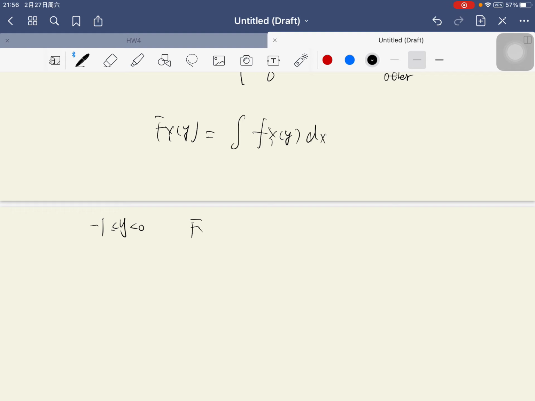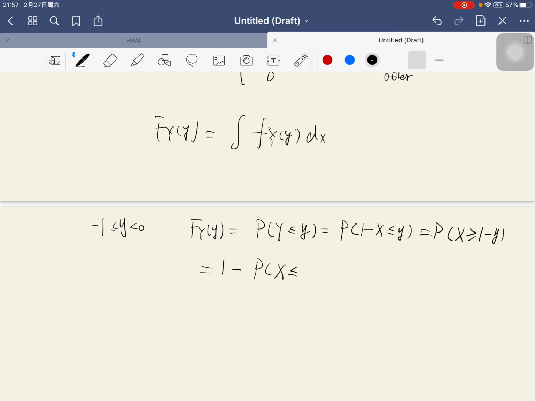The distribution function of y is equal to the probability of big Y smaller or equal to small y, and it is equal to the probability of minus x plus 1 smaller or equal to small y, and it is equal to the probability of x bigger or equal to 1 minus small y, and it is equal to 1 minus the probability of x smaller or equal to 1 minus small y, and it's equal to 1 minus the distribution function of x at the value 1 minus y.